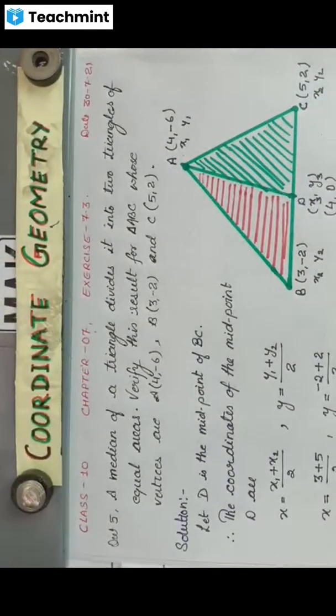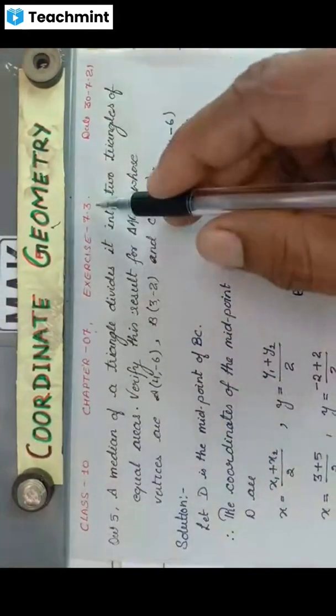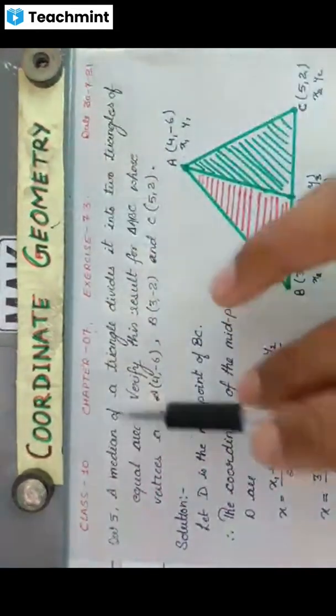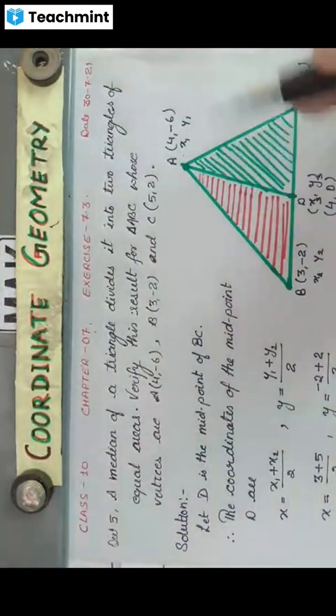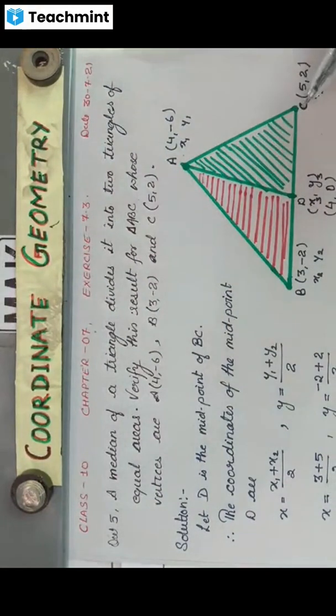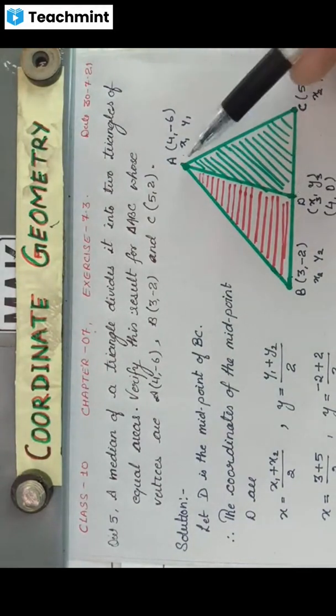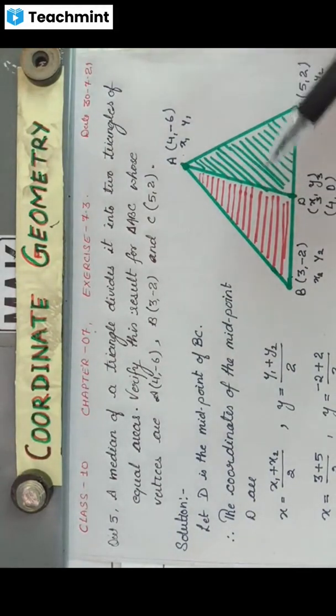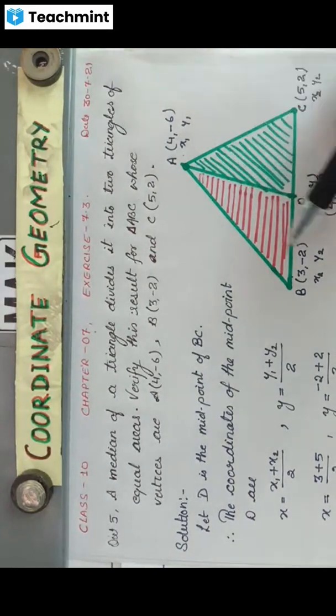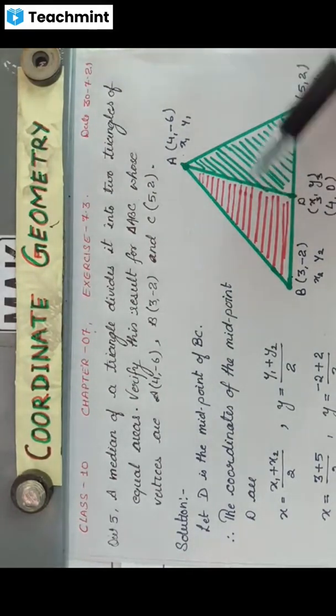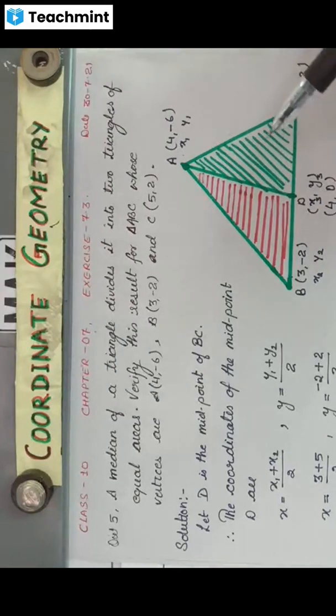So from the top, we will see the complete question. You can see here, question number 5 is the last question of exercise 7.3, chapter 7, coordinate geometry. In this question, we have been given three vertices A, B, C, and we have to prove that if we draw a median AD, then it will divide the triangle ABC into two equal areas. The first triangle's area I have marked with the red pen, and the second triangle's area I shaded with a green pen.